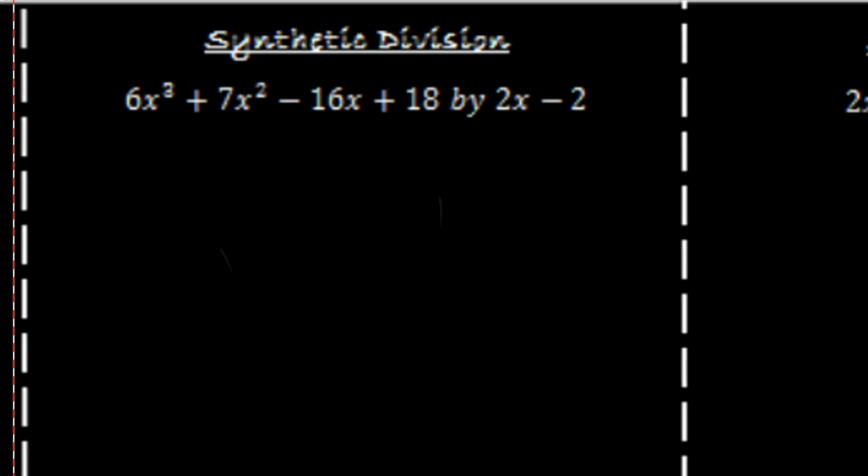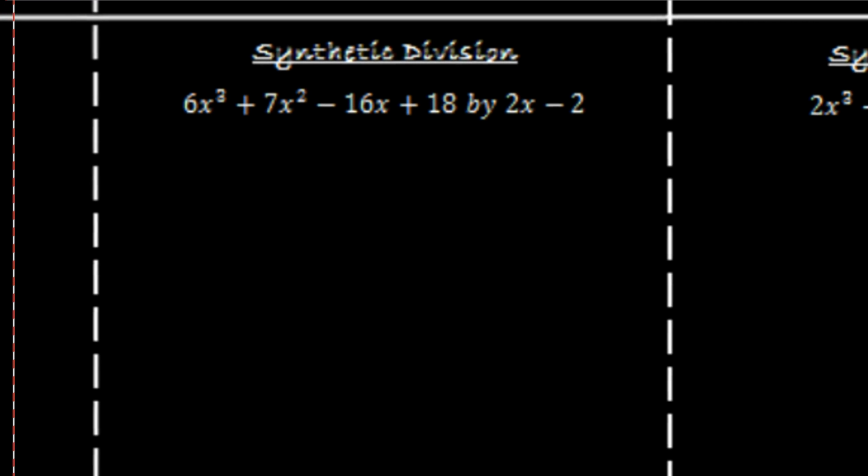Now, the trick is, look at the second one. You cannot use synthetic whenever you have a coefficient on the first term of your divisor. What if we do? Will it be wrong? If you do, will it be wrong?